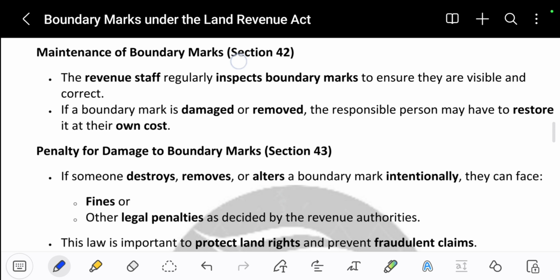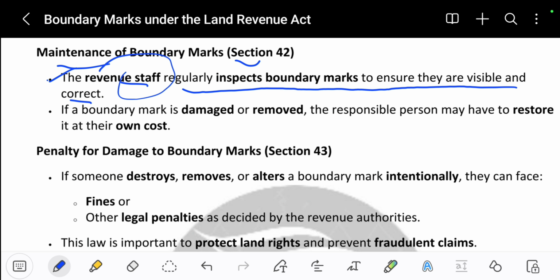Next section is based on maintenance of boundary. Section 42. The revenue staff regularly inspects boundary marks to ensure they are visible and correct. So basically the revenue staff, or even it could be one staff or more, they will visit and check that the boundary marks are correctly placed or made and they are visibly seen. Second thing they will also do: if the boundary mark is damaged or removed, the responsible person may have to restore it at their own cost.